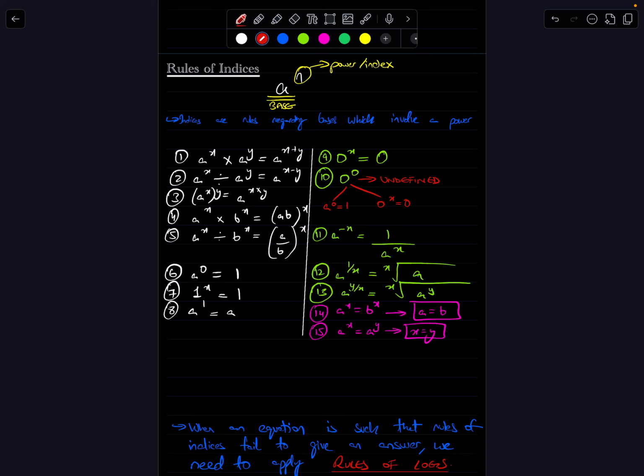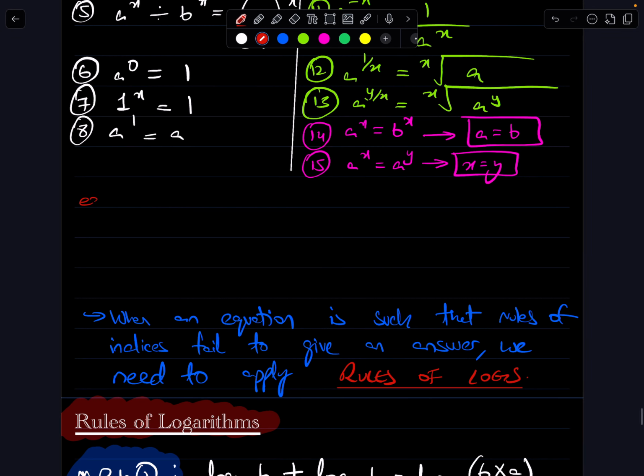Let's take a few examples. For example, the first example could be something like 2 to the power x is equals to 8. Since we haven't covered rules of logarithms till now, the way you can solve this is writing 8 in the simplest form, that is 2 cubed. Then we can use the rule that the bases are the same and we can equate the powers. Thus, x is equals to 3.